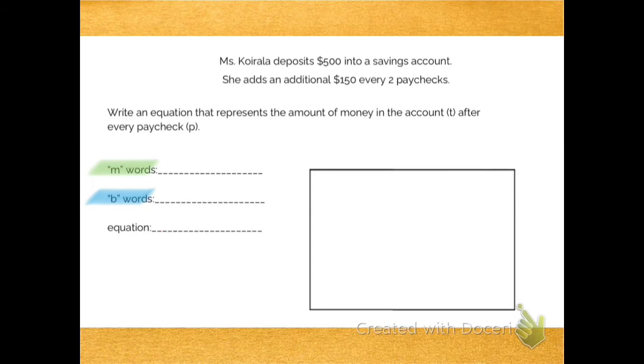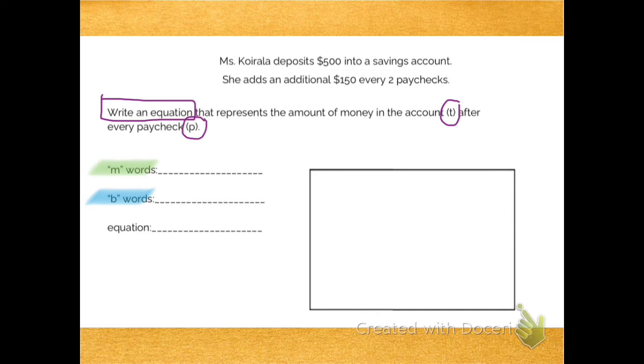Alright, so here's the first situation here. Miss Koirala, which is me, deposits $500 into a savings account. She adds an additional $150 every 2 paychecks. Okay, and for this we are going to write an equation that represents the amount of money in the account. The amount of money in the account is represented by the letter T after every paycheck, which is represented by the letter P.